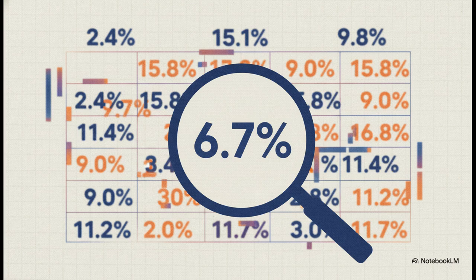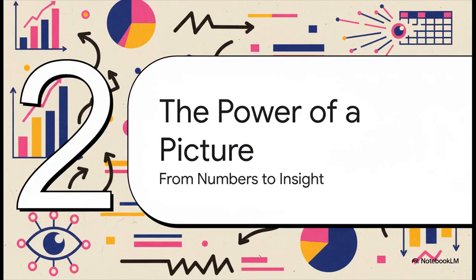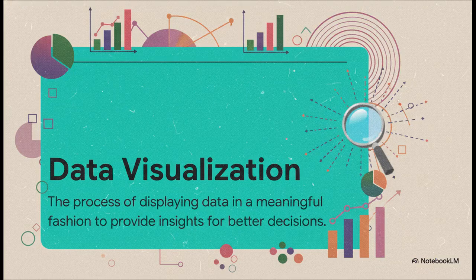So what is the overall story here? Well, this is where the hero of our story comes in. It's time to stop squinting at those spreadsheets and let the data show us what's going on through the magic of a picture. So what we're talking about is called data visualization. And it's really just a fancy way of saying we're going to display data in a way that makes sense, a way that gives you those aha moments that lead to better decisions. It's basically translating from the language of numbers into the language our brains love, pictures.